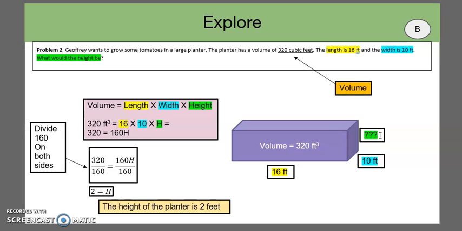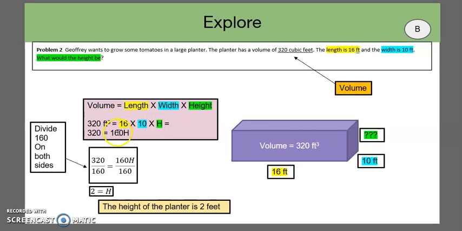So since we're dealing with volume, the first thing you want to do is to write down your formula. Here we have the volume is equal to length times width times height. We know the length is 16. We know the width is 10. We also know that the total volume is 320. We don't know the height, so we can leave that as h as our variable that we're going to solve for. When we're solving for this, we're going to multiply all the values together.